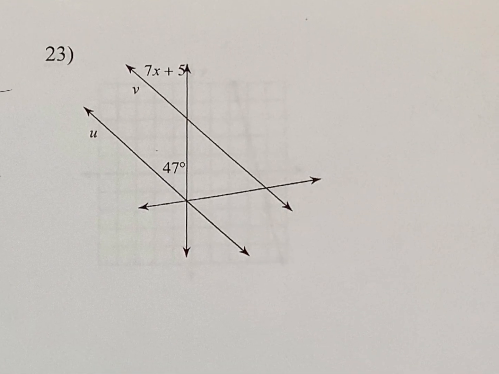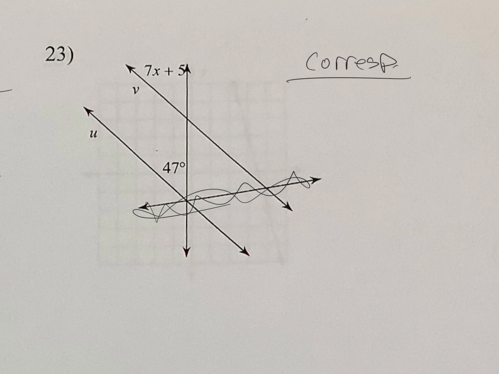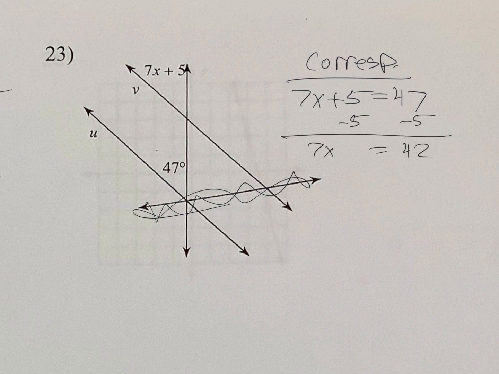23. Again, we don't even need this line here. So you got two parallel lines cut by a transversal. So acute angle. They're both equal, and they're in the same positions, upper left, so they're corresponding. So they're equal to each other. 7x plus 5 is equal to 47. So you have one x term on the left, so let's move our numbers to the right. 7x equals 42. Separate the 7 from the x by division. X equals 6.